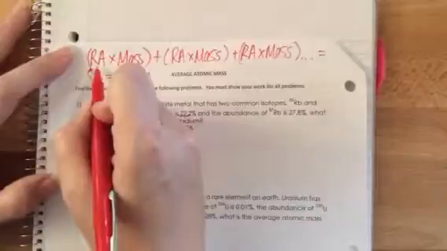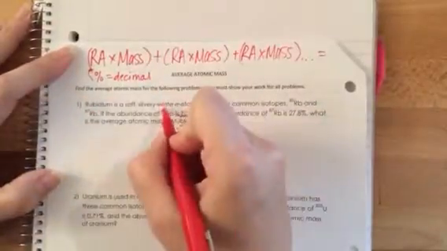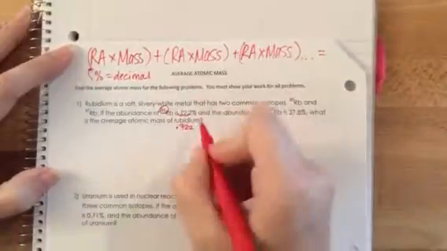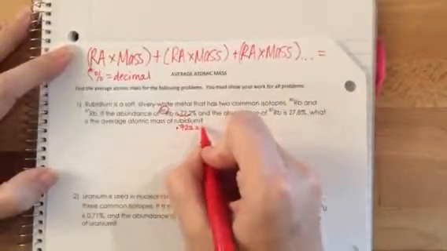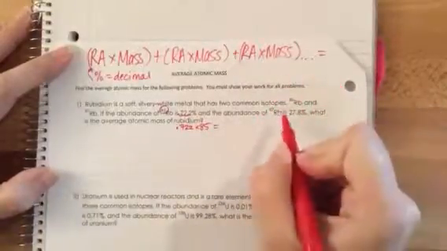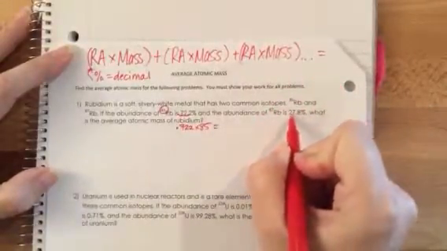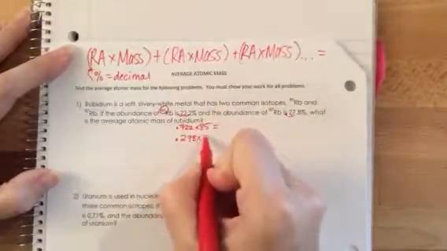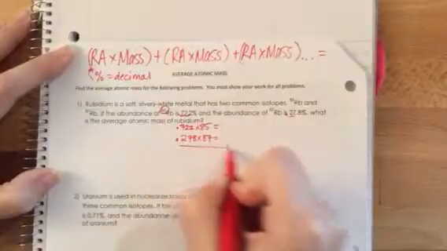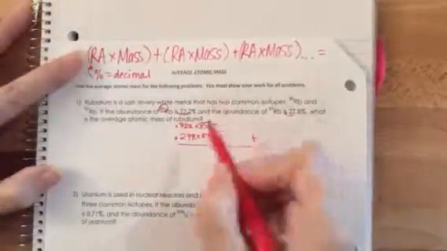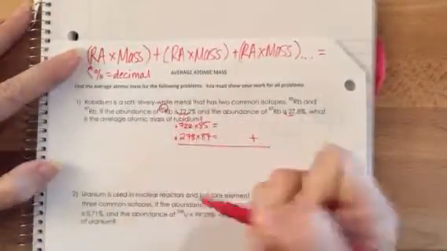So we're going to take our relative abundance and multiply it by the mass that's given for that particular isotope. So we would take 0.722 times 85, and we would get an answer. We would do the same thing here, move our decimal place twice, or divide by 100. So 0.278 times 87. And then we're going to add our answers together. What that does, like I said, is it takes into consideration that 72% of the time we have a mass of 85.